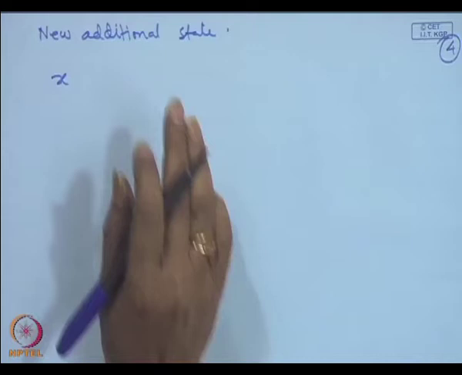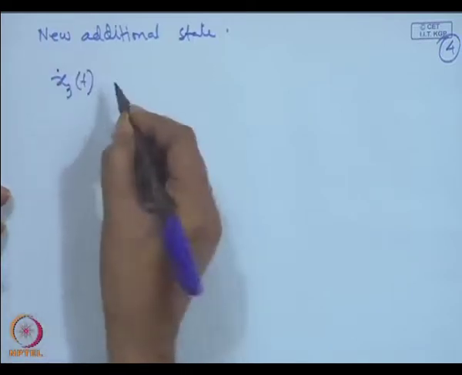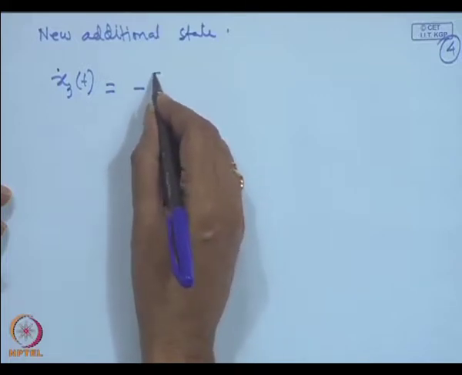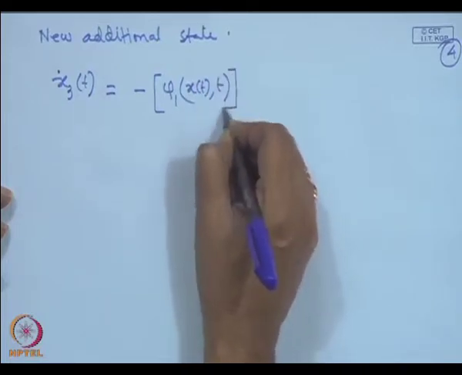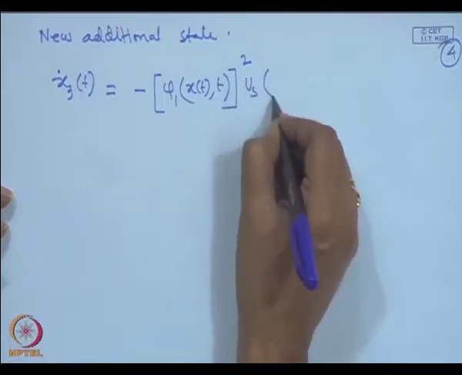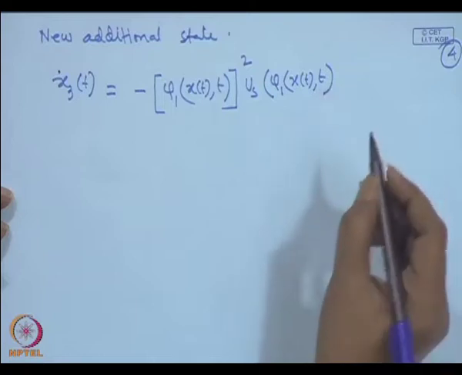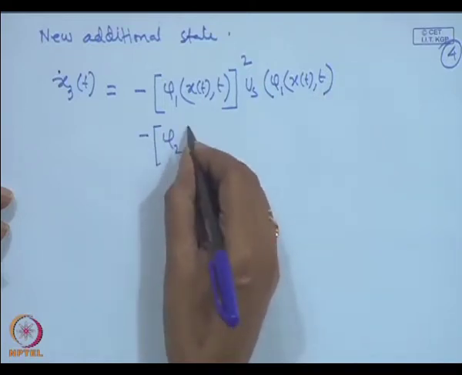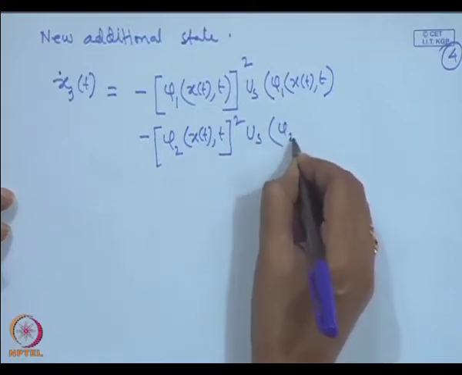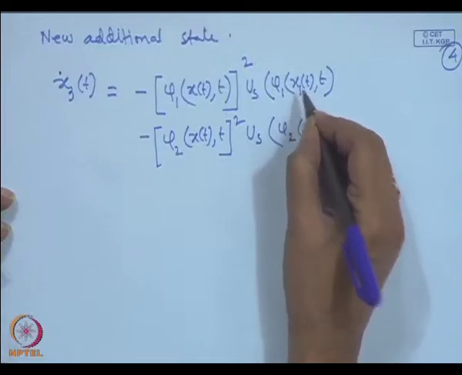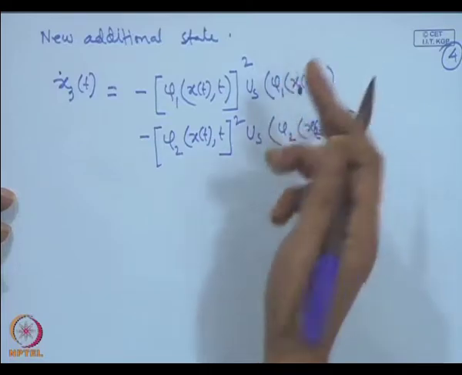So, we have a second order system, x 1 and x 2. The third state x 3 dot is equal to minus psi 1 of x of t comma t, whole square, into u of psi 1 of x of t, then minus psi 2 of x of t and t, whole square, into u of psi 2 of x of t. This is a function of x, meaning x 1 and x 2.